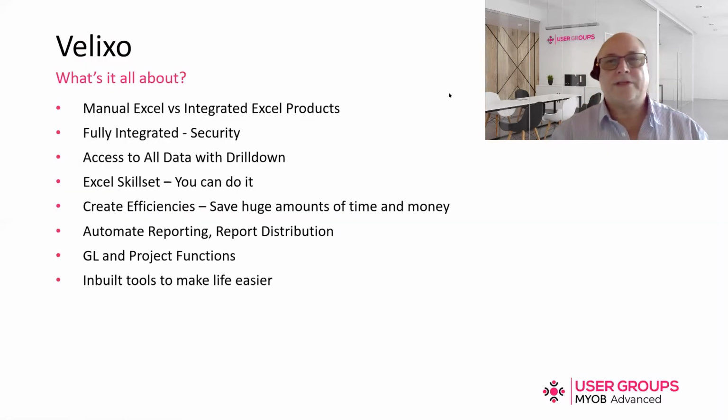So moving on to my first slide, you need to know about the difference between a manual Excel, where you dump information into a spreadsheet and then work with it, and integrated products where it's completely integrated. The information comes in, you can change it, and I'll demo that to you. Interesting thing about Velixo, it's completely integrated with MYOB Advanced. So the security from MYOB Advanced comes through into your reporting, which is just so powerful. And it's also integrated to the extent where you can drill right back from your report straight through into your base data. So your analysis goes right down to a source document if you want to know what's behind a number.